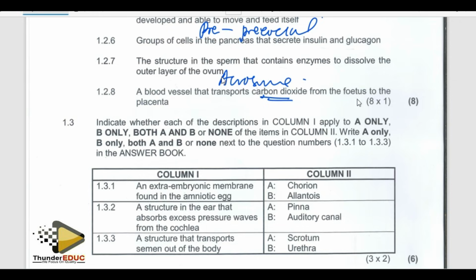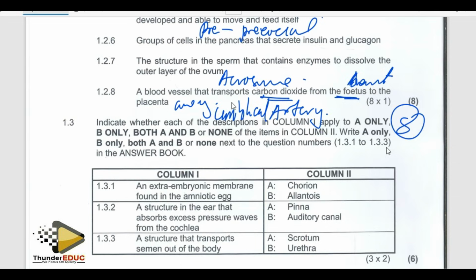dioxide from the fetus. From the moment they say from the fetus, where the heart is, remember, heart is, to the placenta, meaning that away from the heart. Any blood vessel which transports blood away from the heart is called artery. Artery. But because we are talking about the fetus, meaning that it's going to be umbilical. So it becomes umbilical. Yes, umbilical artery. You see? Yeah, simple. So you have got all those marks without even wasting a lot of time.